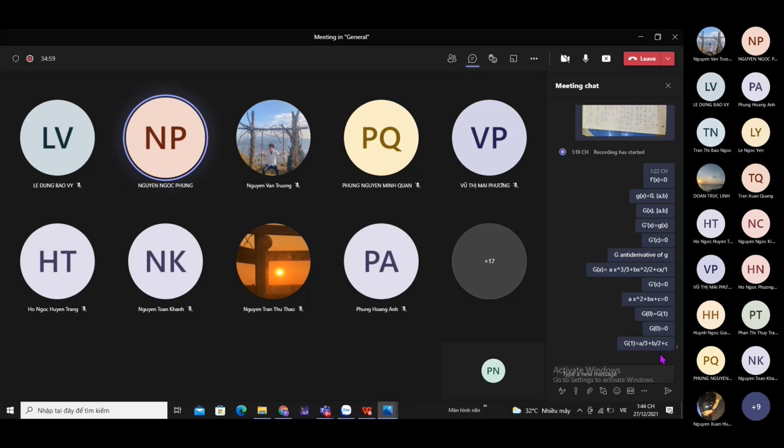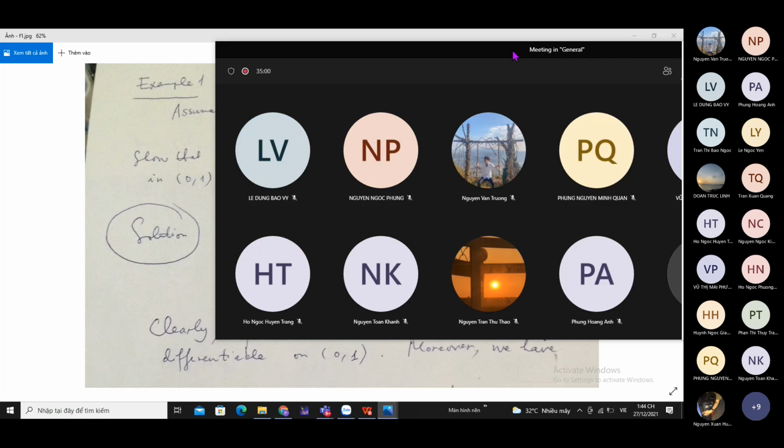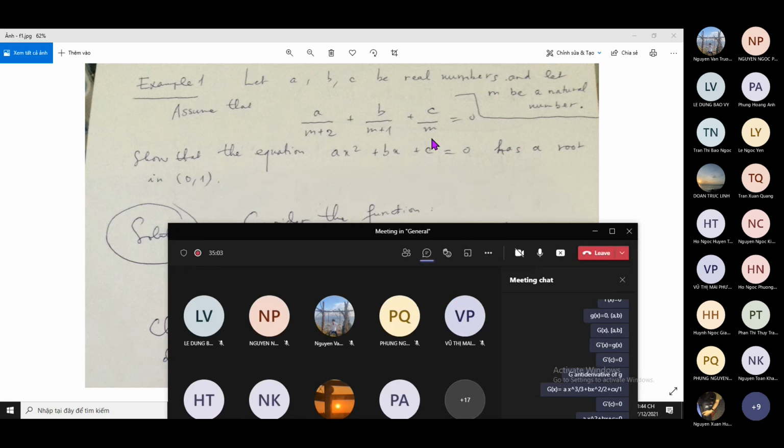We're not sure. It holds only when m equals 1, right? Here we assume that a over m plus 2 plus b over m plus 1 plus c over m equals 0. Here m is a natural number, an arbitrary natural number. m maybe equal 1, maybe equal 2, maybe equal 100. It's okay. Any natural number, okay?